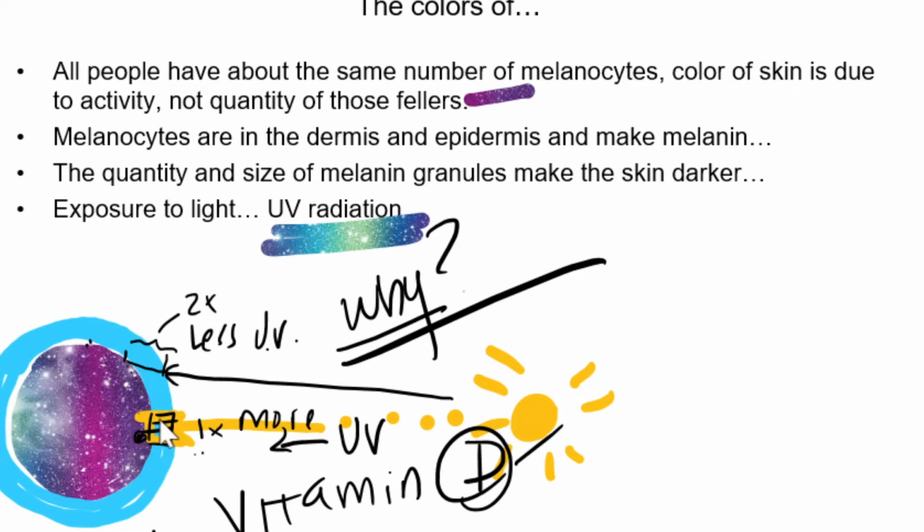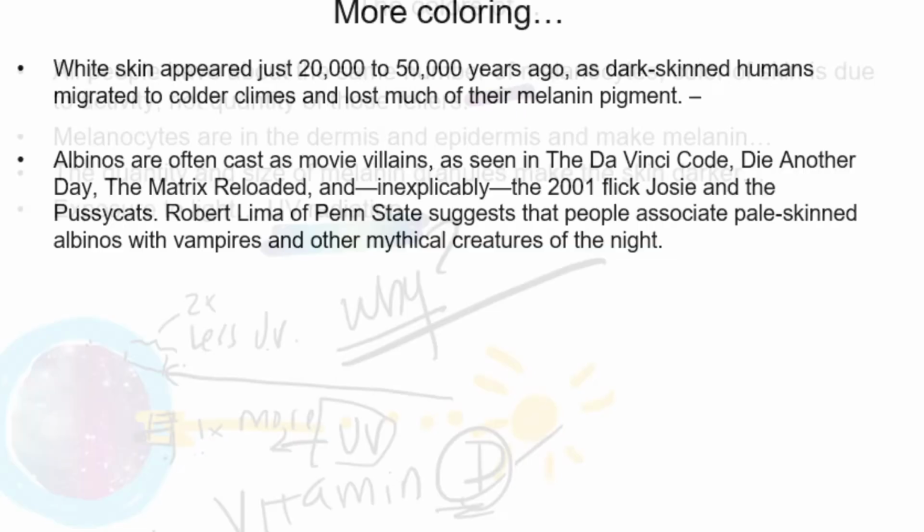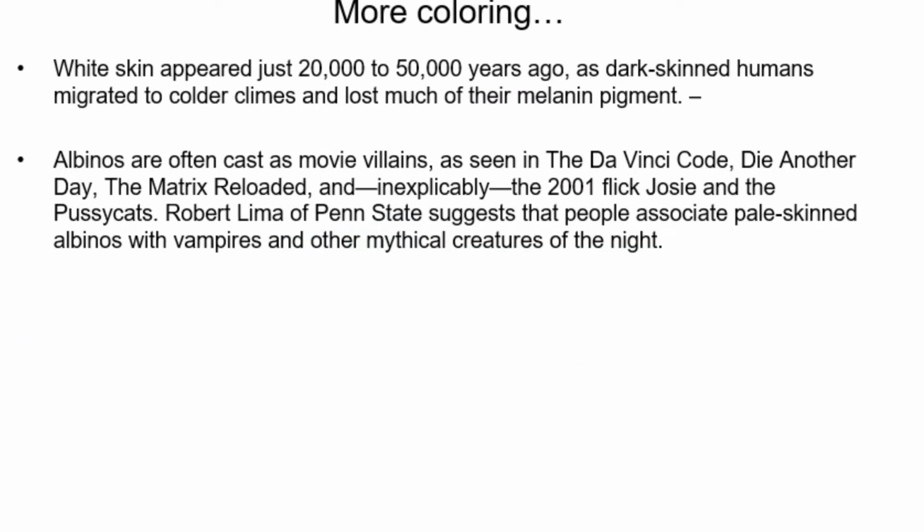So the people down here didn't want to get more UV radiation because it would burn them. So they covered up because they were making way more than enough vitamin D. The guys up here didn't have enough vitamin D, so they lost some of their melanin so that they could make more vitamin D. And that's why, folks, people have different colors.